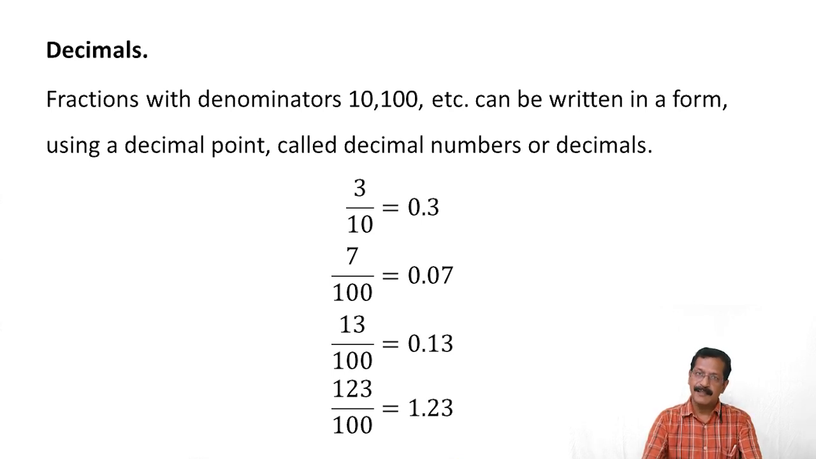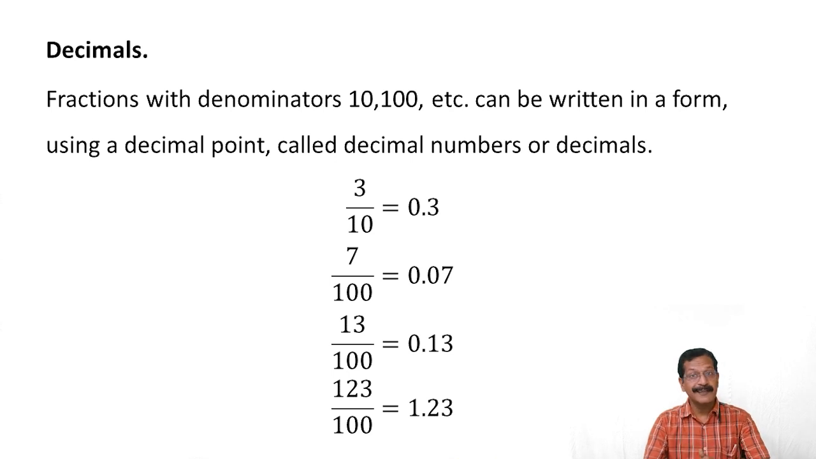13 by 100. The numerator is having 2 digits and the denominator is 100 with 2 zeros. So of course the fraction 13 by 100 in terms of decimals is 0.13.